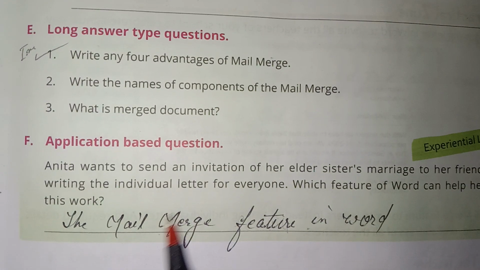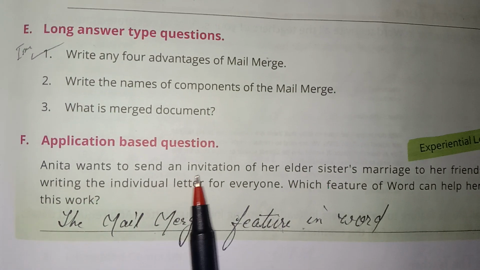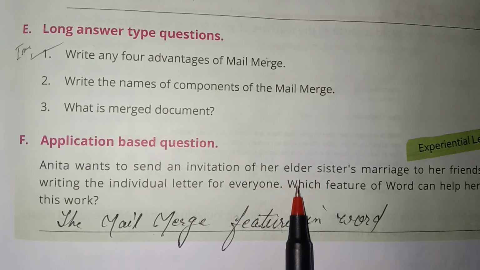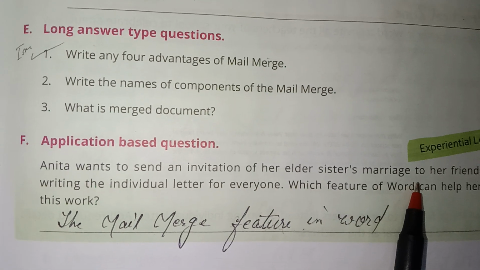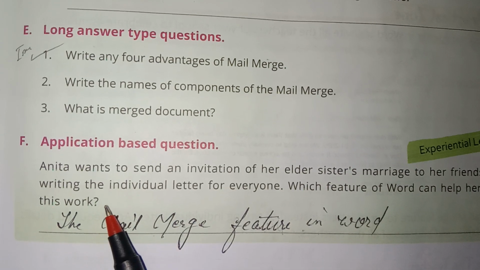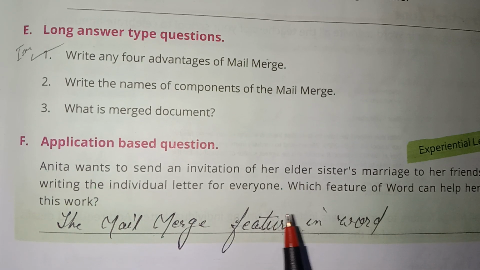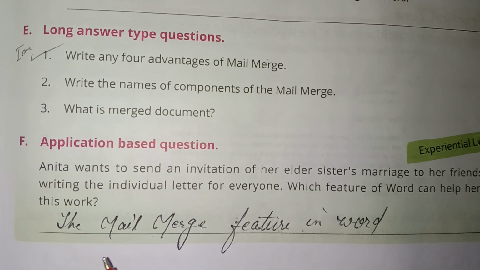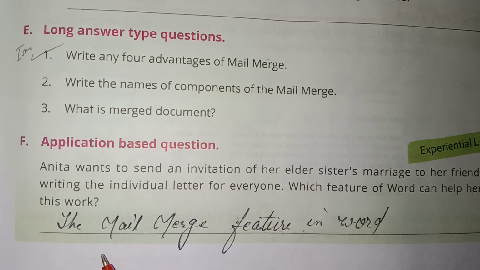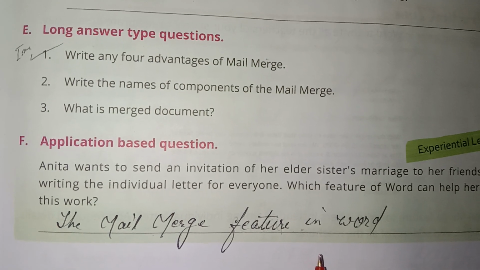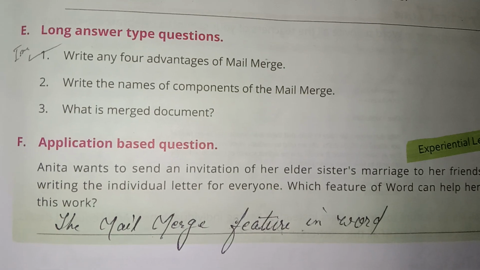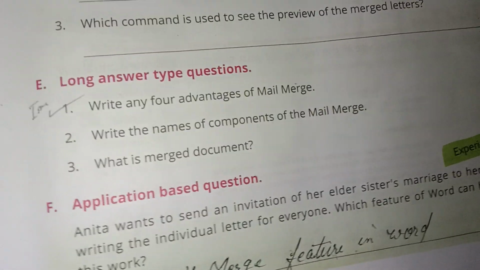F. Application based question. Anita wants to send an invitation of her elder sister's marriage to her friends without writing an individual letter for everyone. Which feature of Word can help her in doing this work? The answer is the mail merge feature in Word. Okay, so I have done some questions in the book. After that, the question answers of this lesson in the notebook.